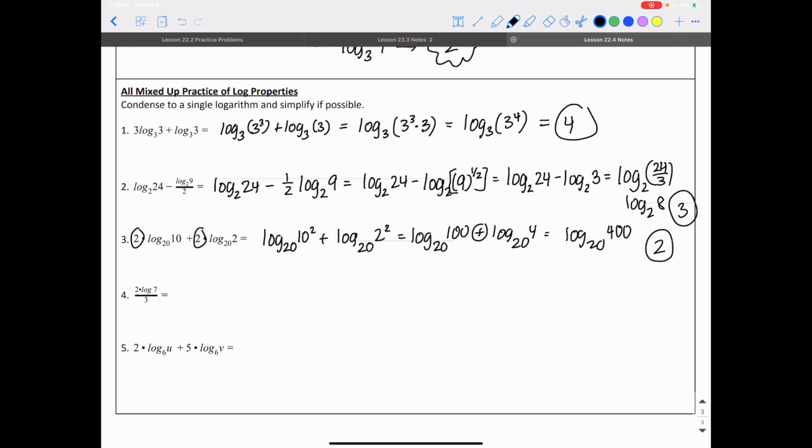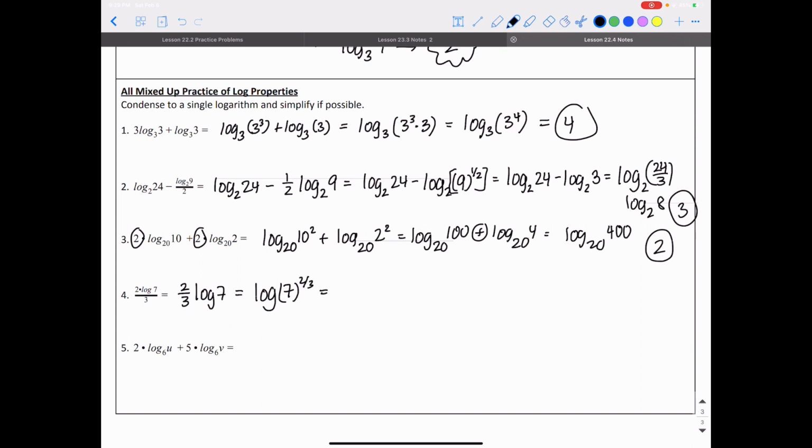For this one, I'm going to rewrite it so that there's a coefficient of 2/3 instead. For this example number 4, I'm going to pull out the 2/3. So I have 2/3 times log of 7. That's equal to log of, when I'm condensing, I don't want to have any coefficients. So no coefficients for condensed form. I have log of 7 to the 2/3 power.